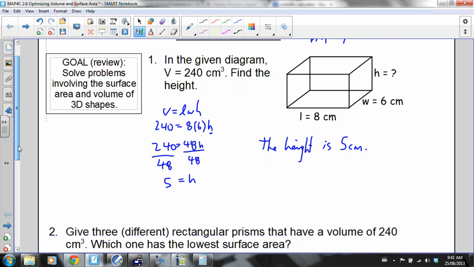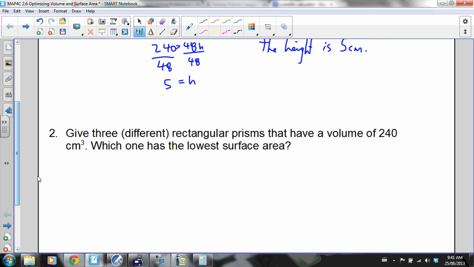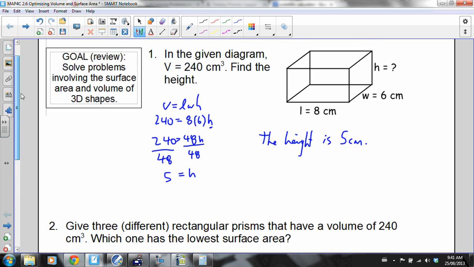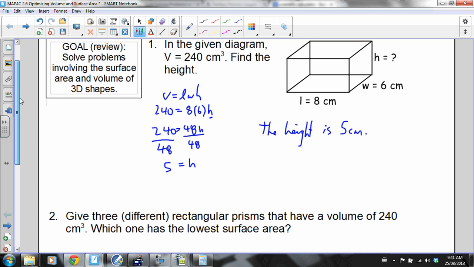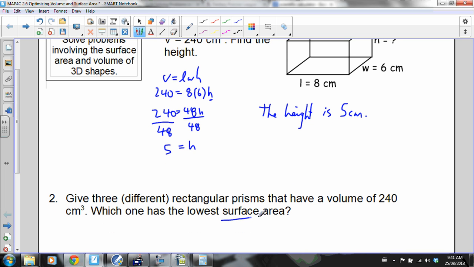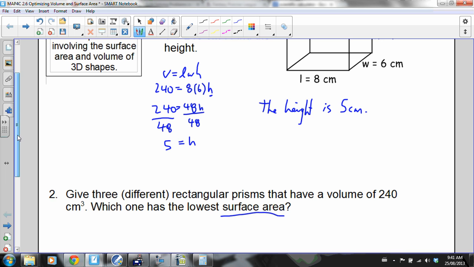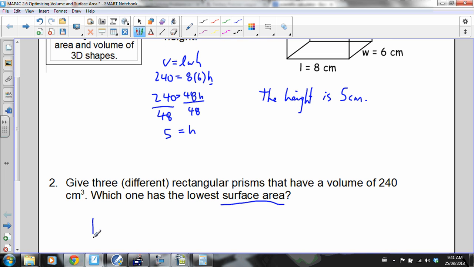Number 2, give 3 different rectangular prisms, boxes, that have a volume of 240 centimeters cubed. So that was one of them, 8 by 6 by 5. I'm going to use that one, 8 by 6 by 5, and figure out what the lowest surface area is. So let's do that. There's one box that's 8 by 6 by 5.